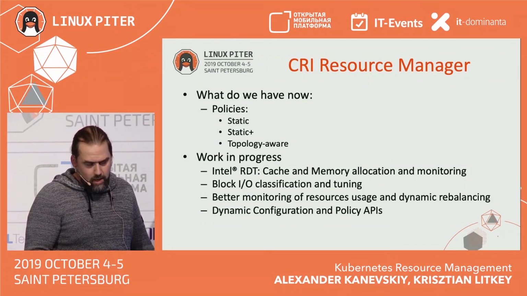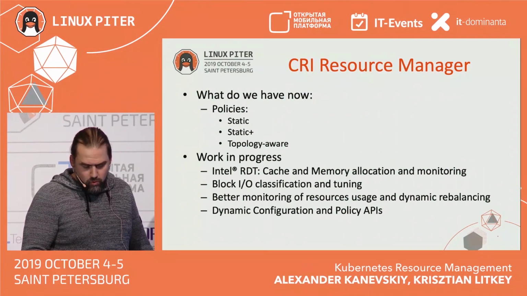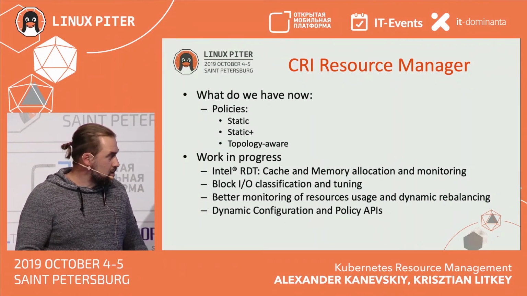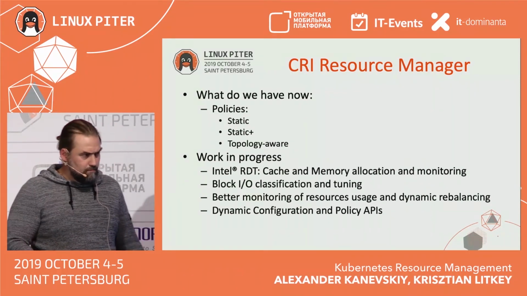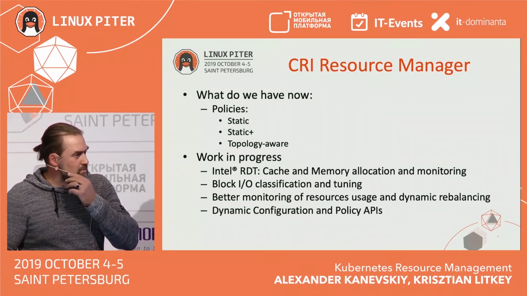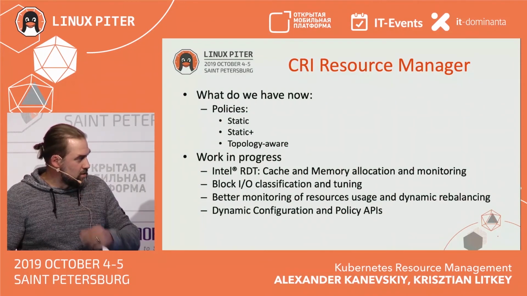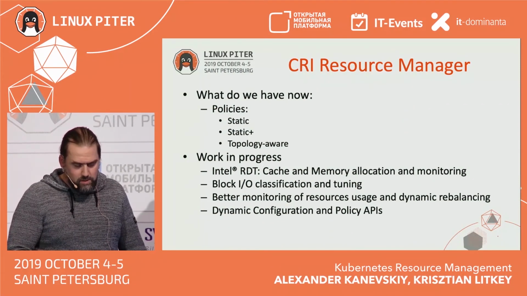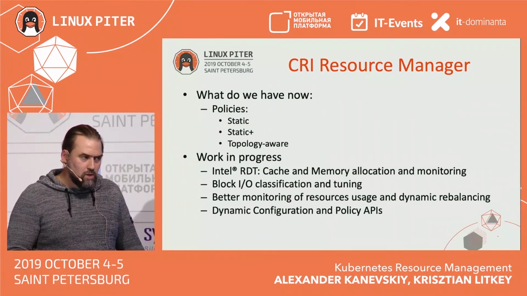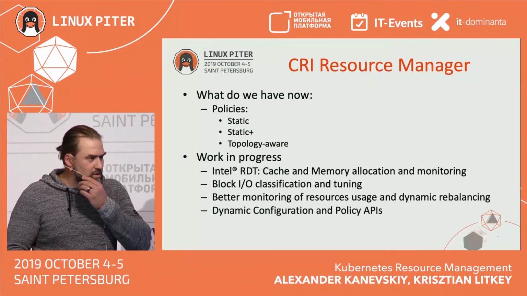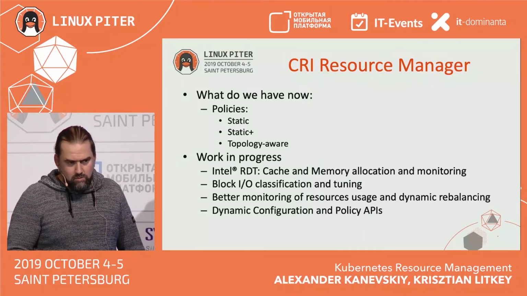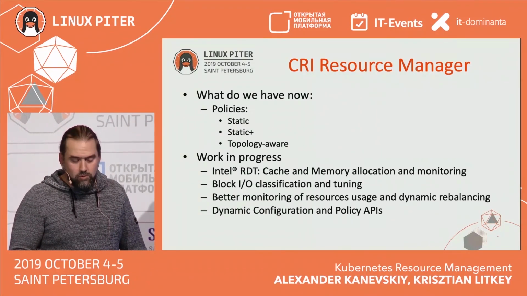So we are using the BLK-IO C group controller to allow the policies to have fine-grained control over how much I/O a single container can do. Better monitoring of resource usage, and dynamic rebalancing. Currently we only make changes to the container resource assignments when a new container is either created or destroyed. This is good enough as a start, but we need to do better.